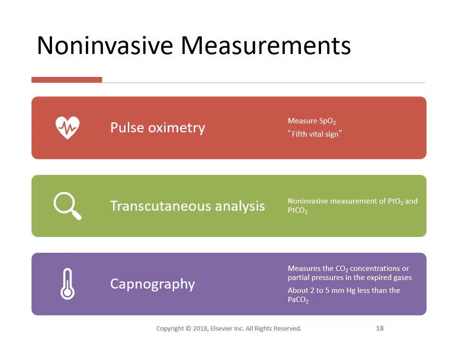Measurements. Non-invasive blood gas analysis uses external skin sensors to measure relevant parameters. Pulse oximetry is the most common non-invasive method for ABG-related measurements, though transcutaneous analysis and capnography are used as well. Pulse oximetry is a non-invasive technique for measuring oxygen saturation, or SpO2, of hemoglobin in the blood.